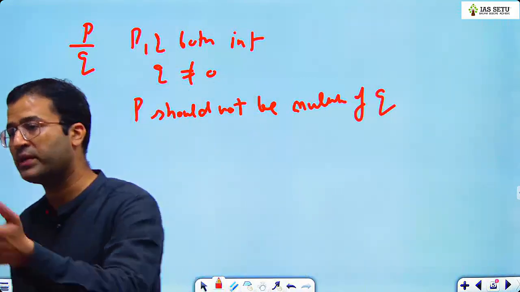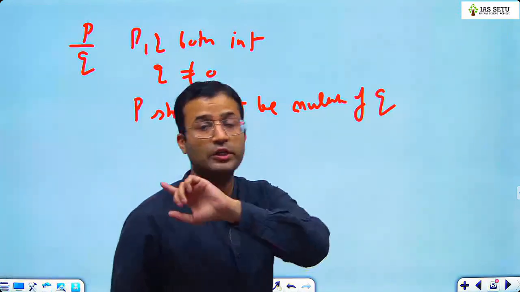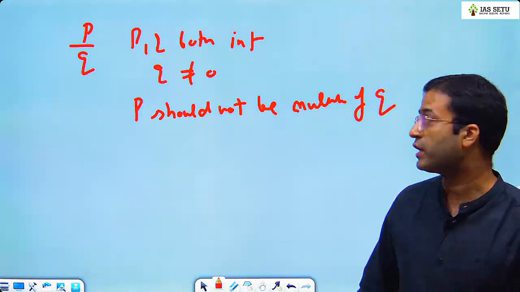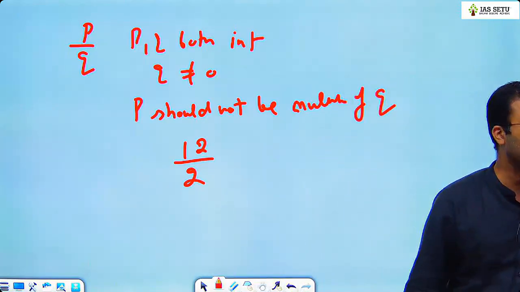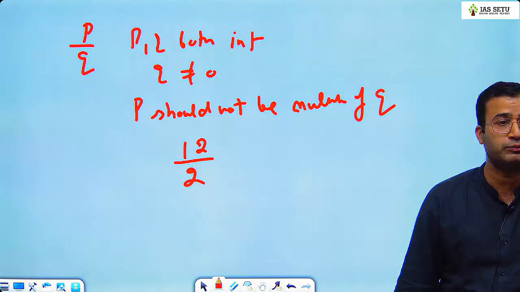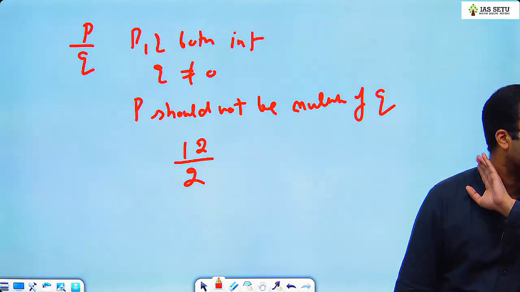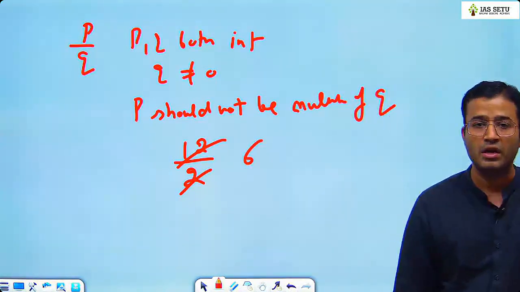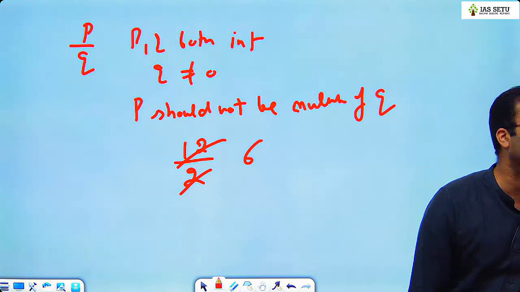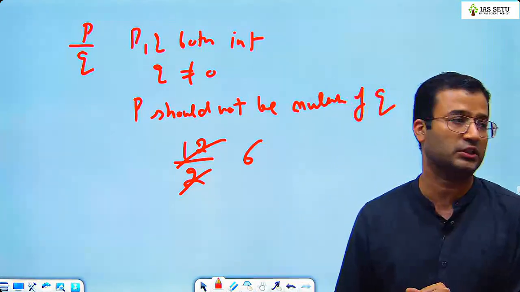In a rational number, p can be a multiple of q or not, it doesn't matter. But in a fraction, p should not be multiple of q. I give you example 12/2. You will say, sir, it is a fraction, but conceptually we never call it a fraction, because you have to simplify it. After simplifying, what do we get? We get an integer. 12/2 is actually an integer, not a fraction.